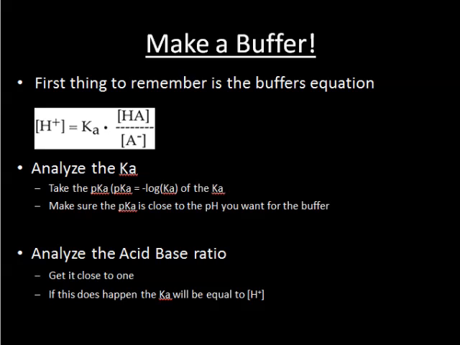And another reason that you want the ratio to be 1 is it helps minimize changes in pH. An unbalanced ratio will allow the pH to change faster than a balanced ratio of 1. And that's it. Use the 5 buffers. At least I hope you did.